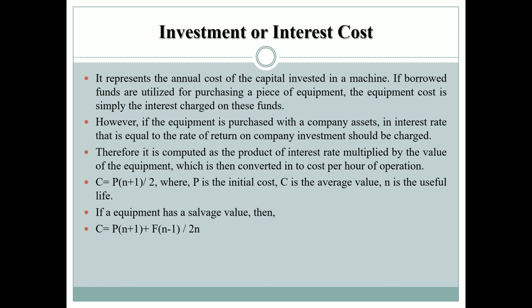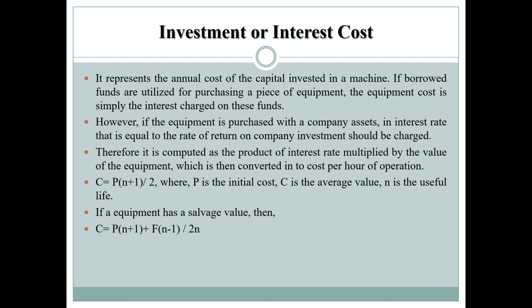First one is initial capital cost. Second one is depreciation and the different methods to calculate depreciation. Now the third one is investment or interest cost. What it actually represents is the annual cost of the capital invested in a machine. So if borrowed funds are utilized for purchasing a piece of equipment, the equipment cost is simply the interest charged on these funds. However, if the equipment is purchased with company assets, an interest rate equal to the rate of return on the company investment should be charged. Therefore, it is computed as the product of the interest rate multiplied by the value of the equipment, which is then converted into cost per hour of operation.